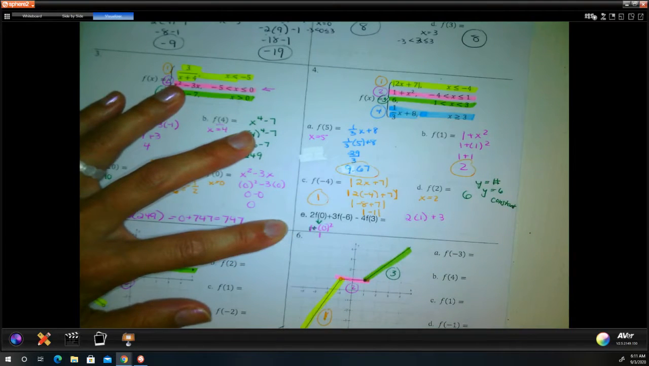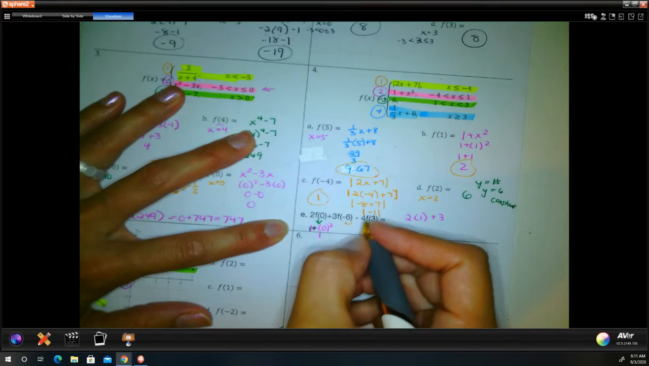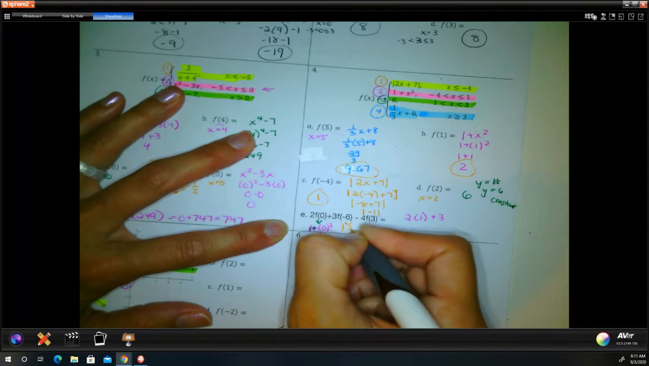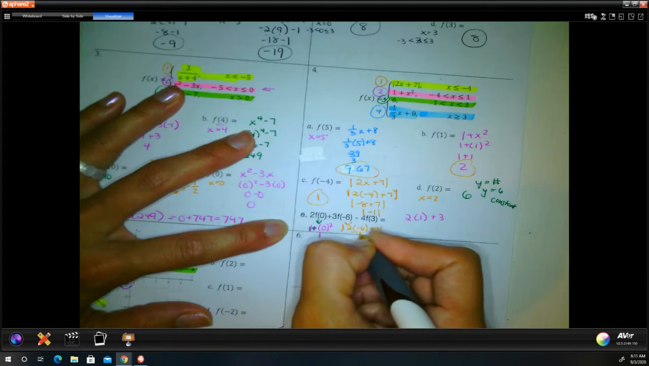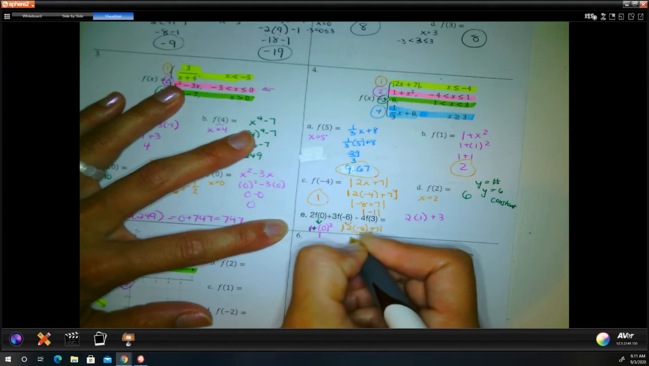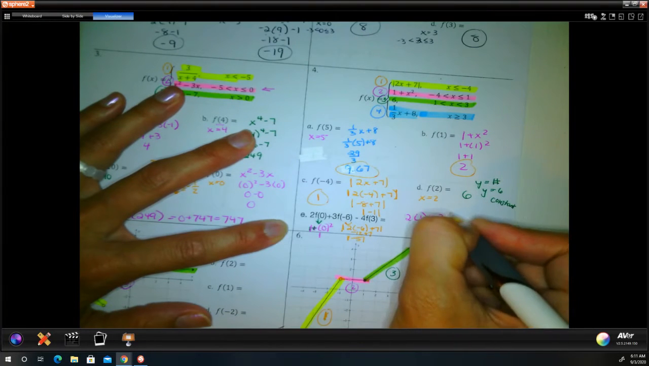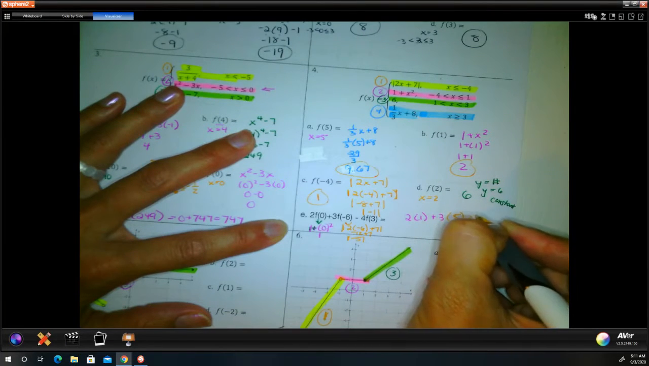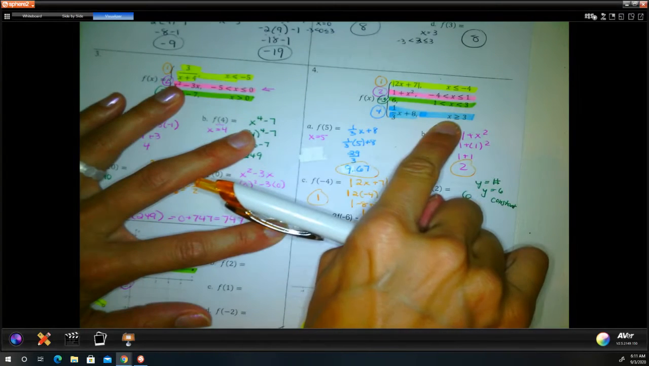So -6 is going to be here in that less than or equal to -4. So I'm going to do 2 times -6 plus 7. That's -12 plus 7 gives me -5. How far is -5 from 0? 5. Minus 4, f of 3, and 3 would be greater than or equal to 3.